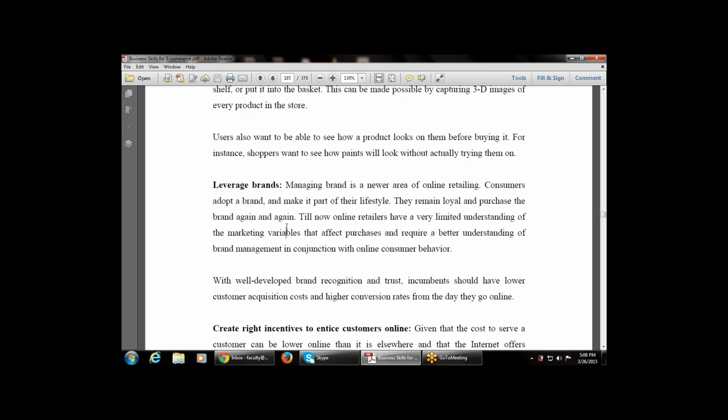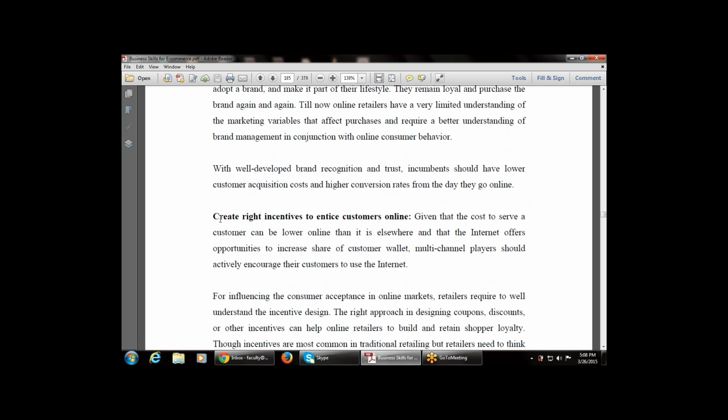So with well-developed brand recognition and trust, incumbents should have lower customer acquisition cost and higher conversion rate from the day they go online. Then the next issue that managers face is creating the right incentives to entice customers online. So give good incentives while customers purchase goods online.